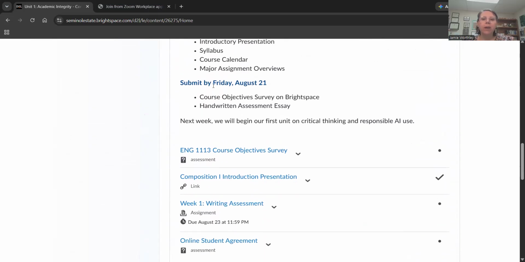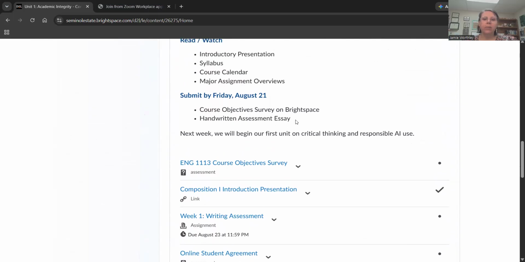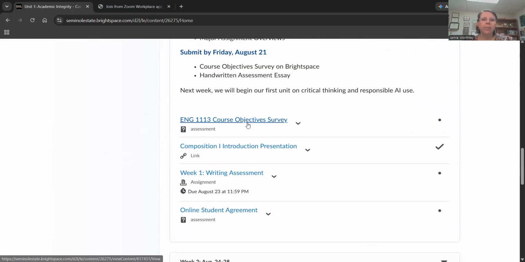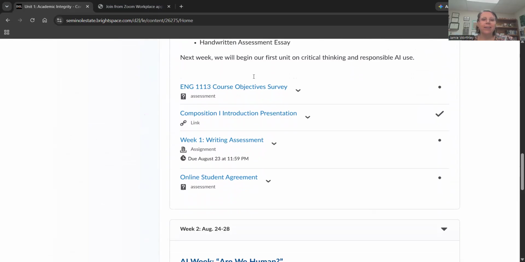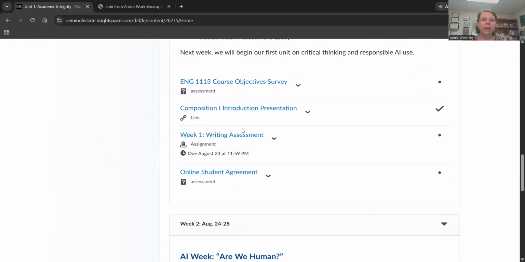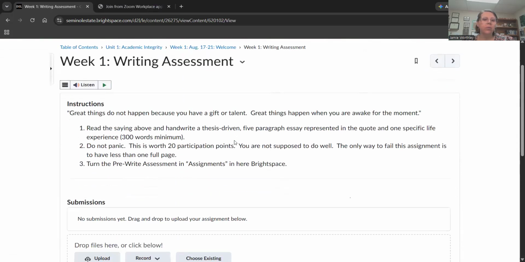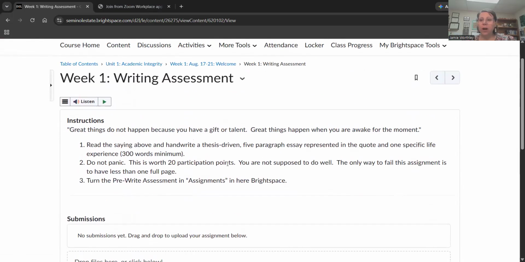What we need to have done this week is the course objective survey and our handwritten assessment essay. So I'm going to put on the announcements that we need to have our course objective survey, which is right here. And then we need to have our assessment essay, which is right here, that writing assessment. And it needs to be handwritten because I don't want students copying. Okay, so there's a couple of reasons.